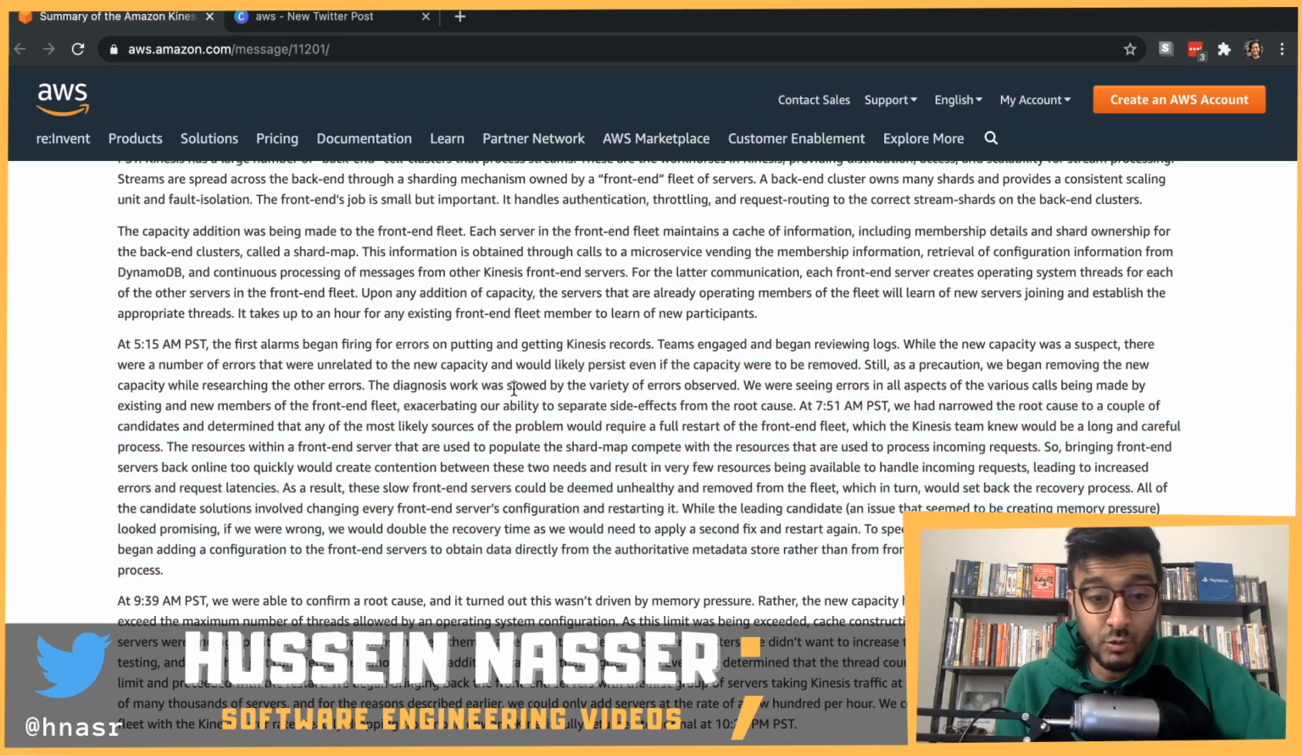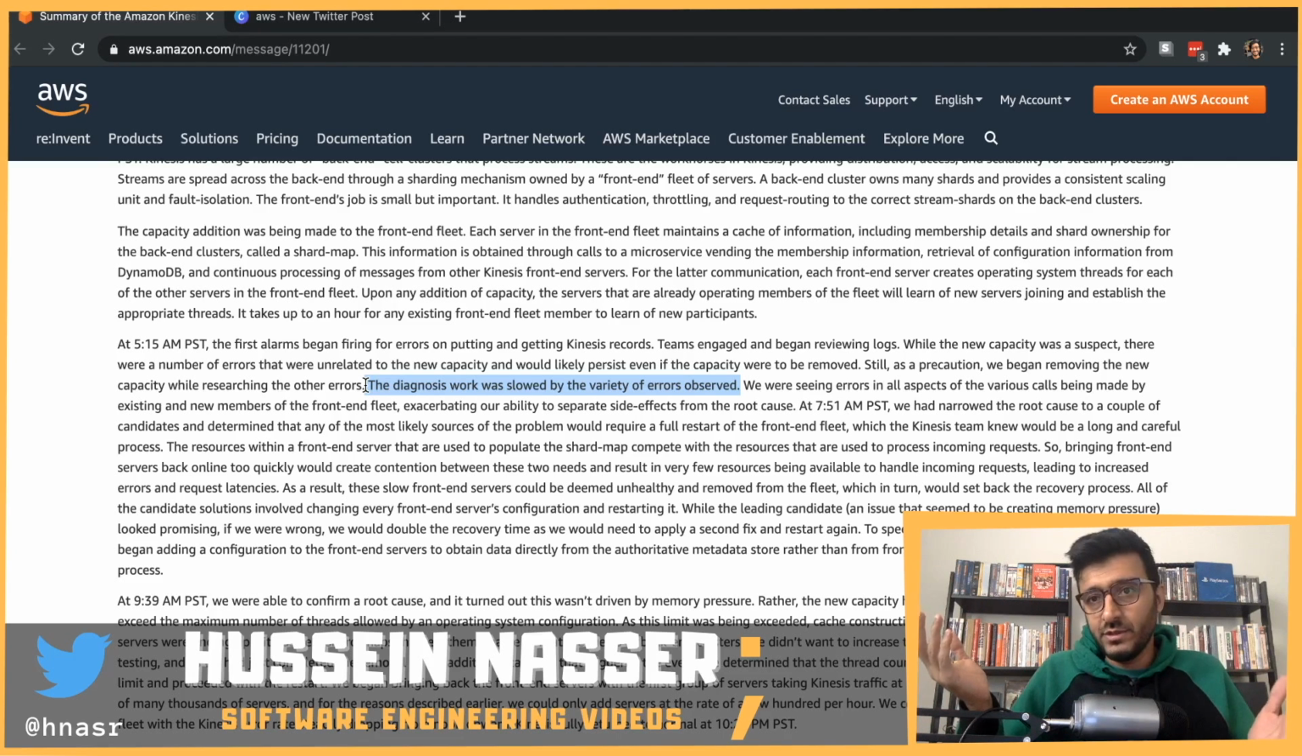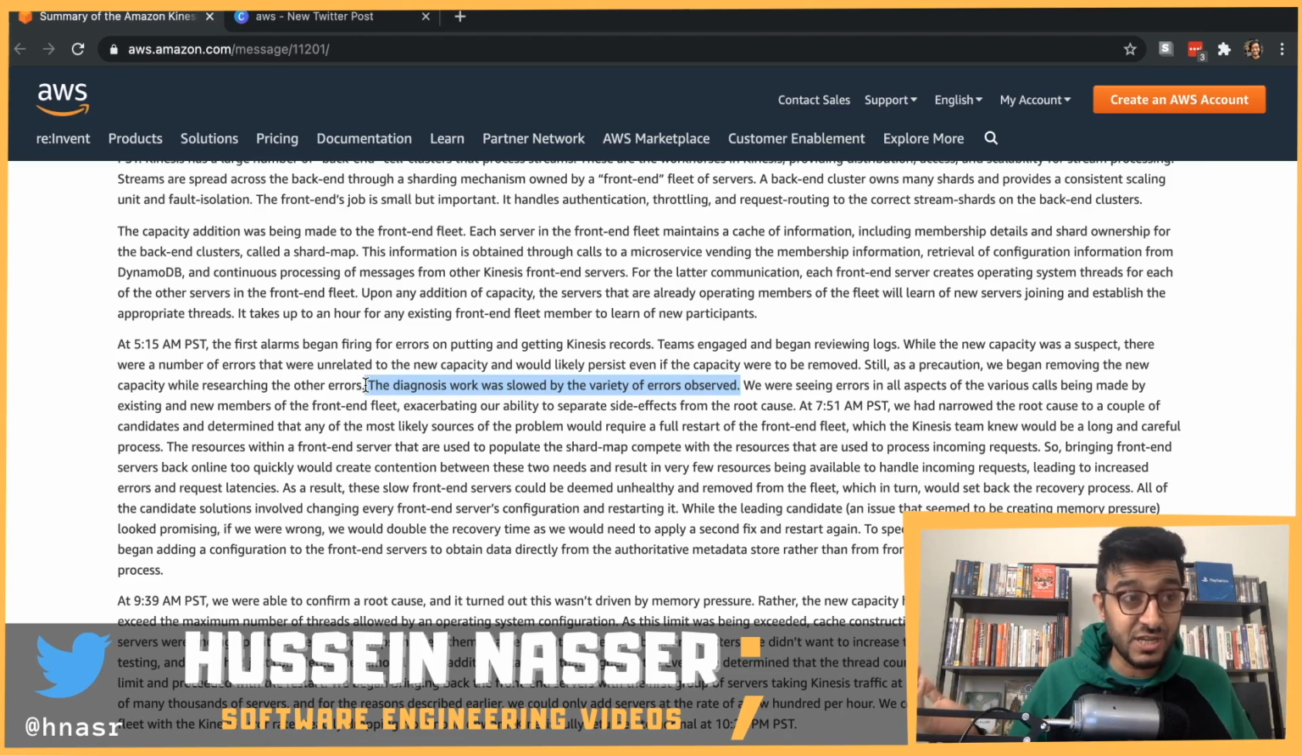The diagnosis work was slowed by a variety of errors observed. Because it's all the wild west now, right? If I can't communicate with the other server, you get cascading errors, and you get some weird errors. Maybe you just try to access a backend server that has been removed, but you just didn't get the updated shard map to know that it has been removed, so you're connecting to a shard that doesn't exist. So you start getting these errors, but you have to put two and two together, and that's absolutely difficult.